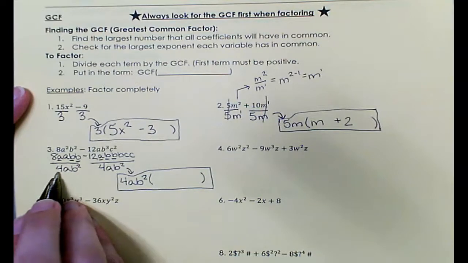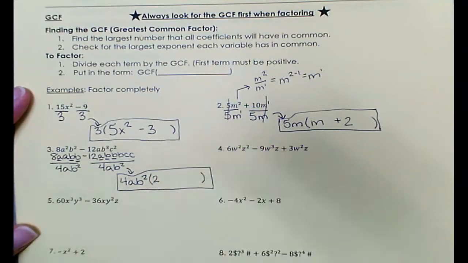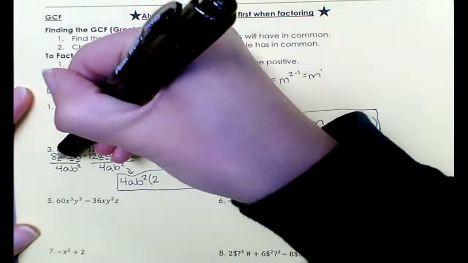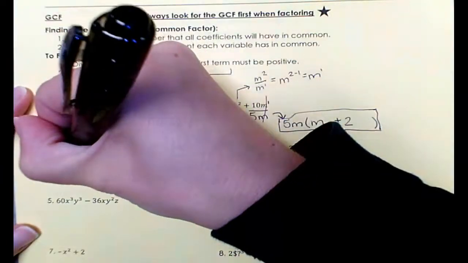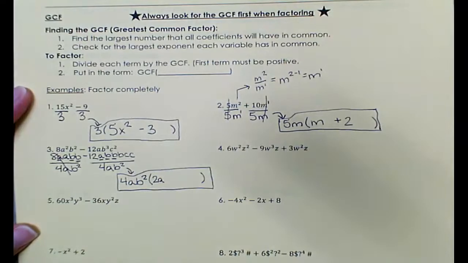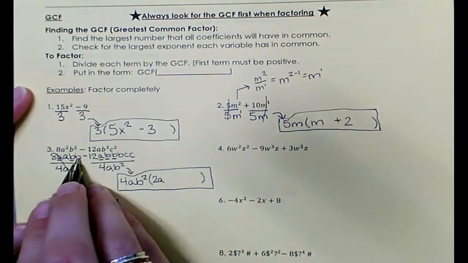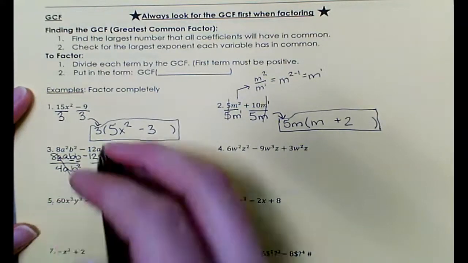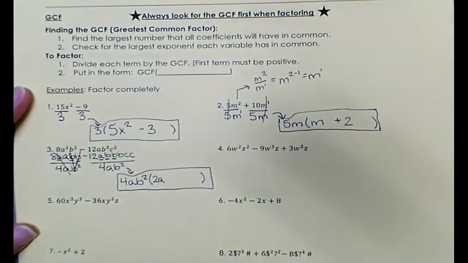So 8 divided by 4 is 2. A over A, those will go away, but I still have an A there, so that shows up in my term. And then B times B is B squared, but I'm dividing by B squared, so I'm taking that out, and there's nothing else in that term.